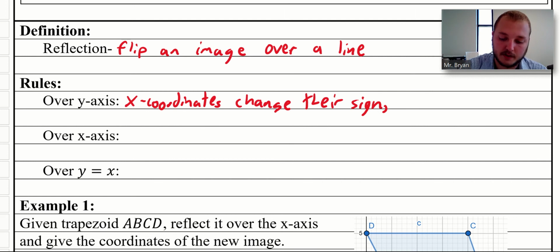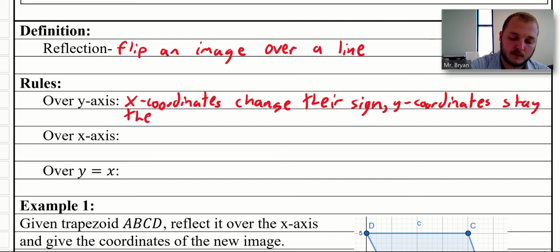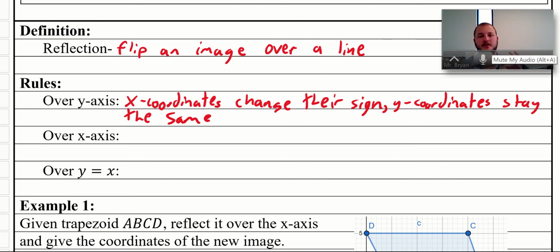Okay, and then the y coordinates stay the same. Y coordinates stay the same. And if you need to as well, once we get done with these, if you need to put a box around these or something like that, we're going to do that because I want to make sure these stand out in your notes, and I'll explain that in just a minute. Okay, so x coordinates change their sign, y coordinates stay the same.